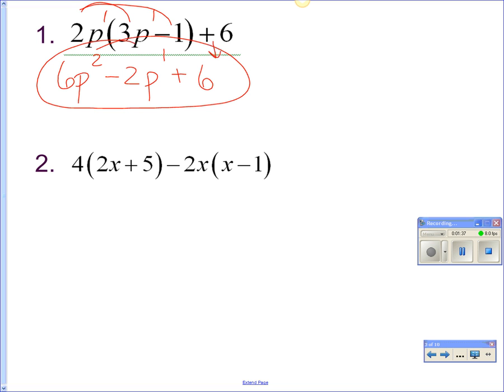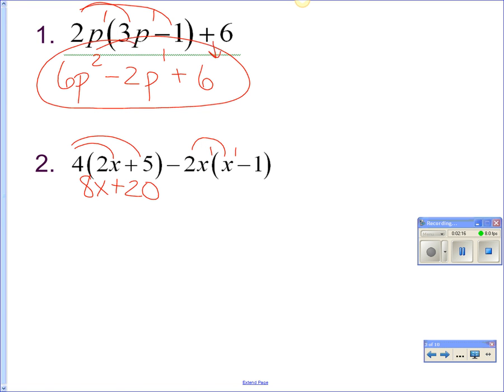Number 2. First thing I'm going to do is multiply 4 times 2x. So 4 times 2 is 8, and don't forget your x with it. 8x. You also have to multiply the 4 by the 5, so that's positive 20. Okay? All right, now this is a separate part of the problem. Over here, we're multiplying negative 2x times what? X. So this part of the problem is separate. Please put your little ones. They will help you tremendously.